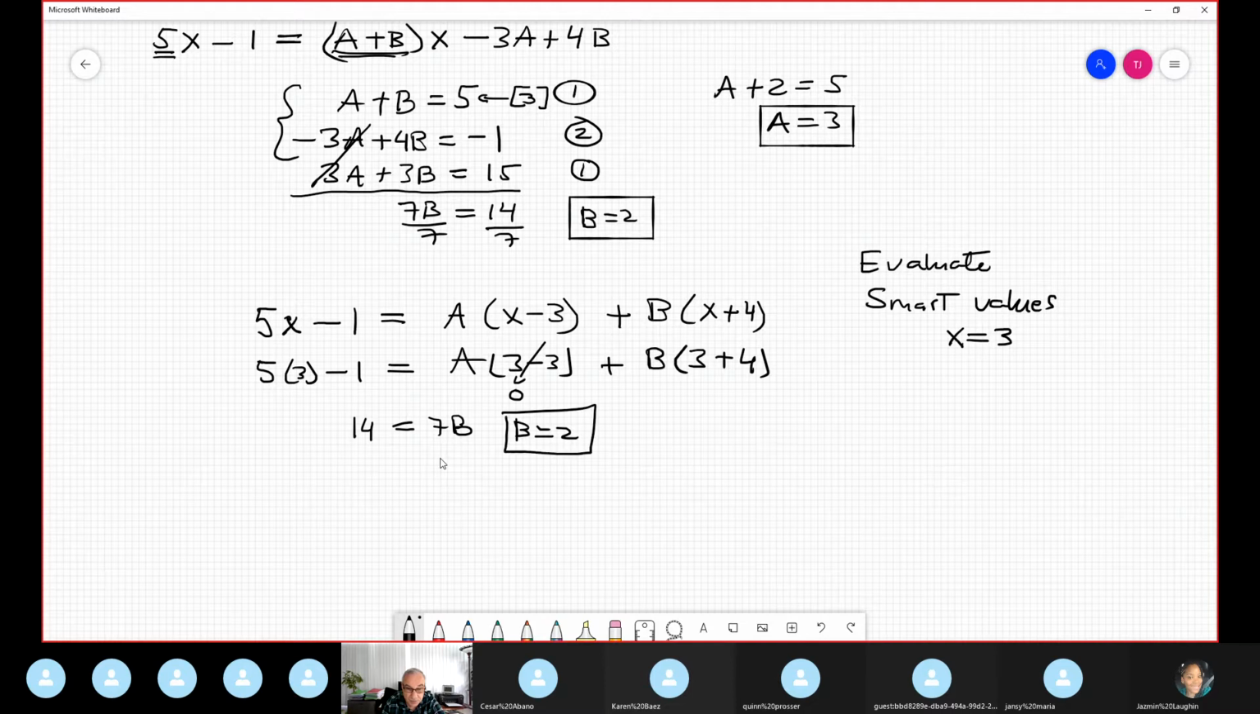Super easy. I'm going to find the other. Well, we are using another smart value. Okay, another smart value is -4, x equals -4. Because when you plug it in here, in the original, this is the original.